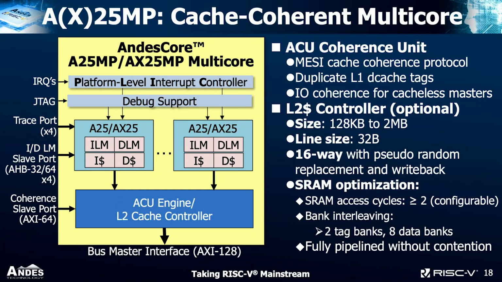But here we put some effort into SRAM optimization, because if you want to put in a large L2 cache, SRAM can be expensive. So usually customers want to choose a high density one, which will be slow. So for the cache SRAM access cycle, we let the user configure it, so 2 cycles and above.